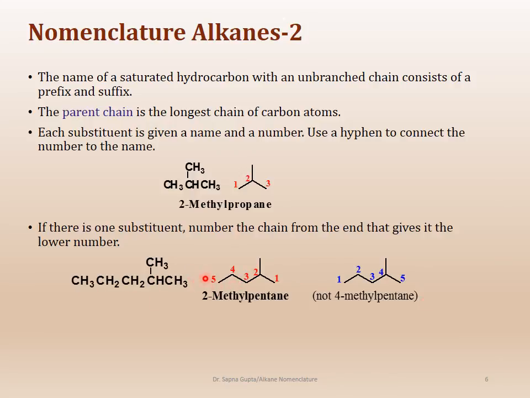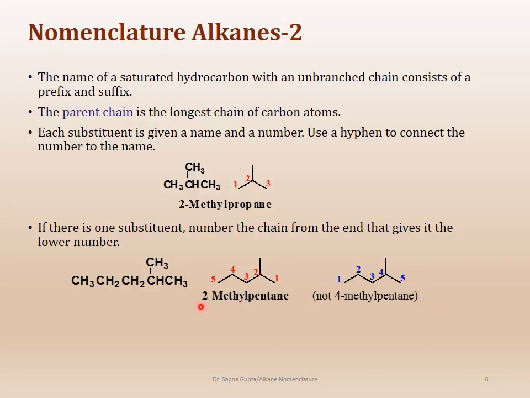Once you draw this compound in the line structure, you can see that the branching starts from the right hand side. Which means that this numbering 1, 2, 3, 4, 5 is the correct one. The other will be incorrect, because you should start numbering from where the branching starts, not from the other side. So 1, 2, and on 2 there is a methyl group, so 2-methylpentane. That will be the name for this and not 4-methylpentane.